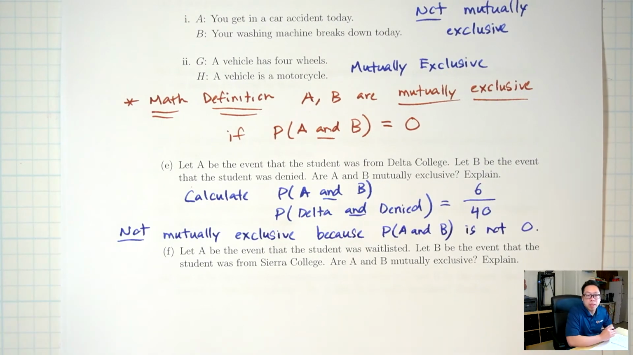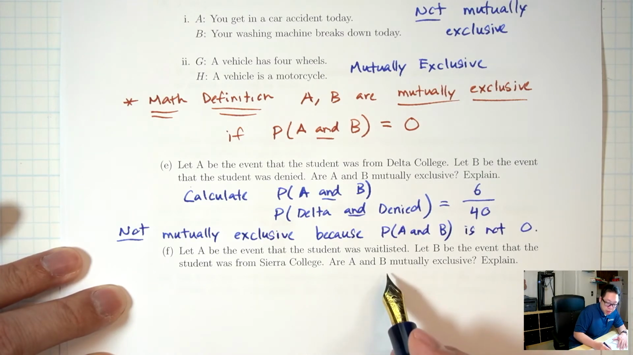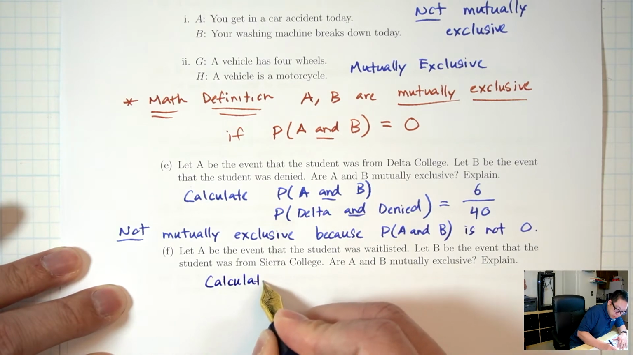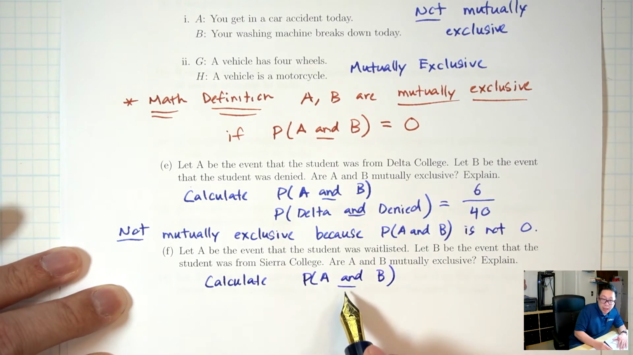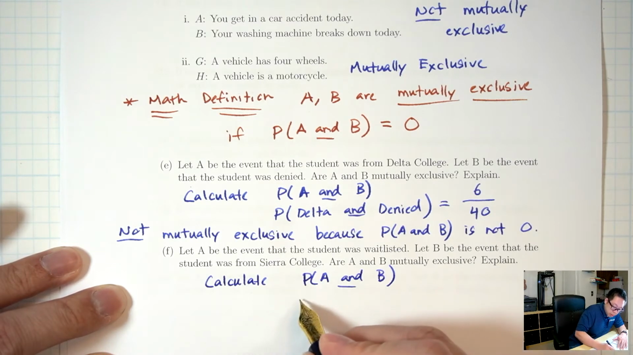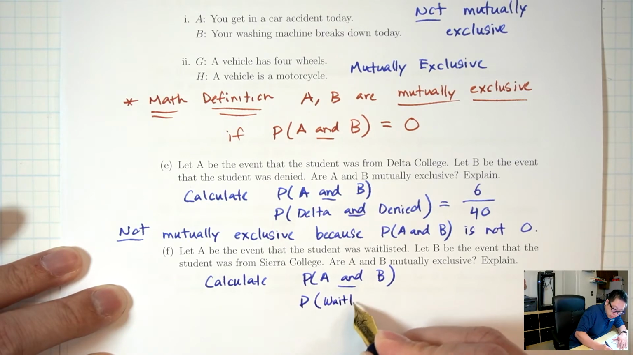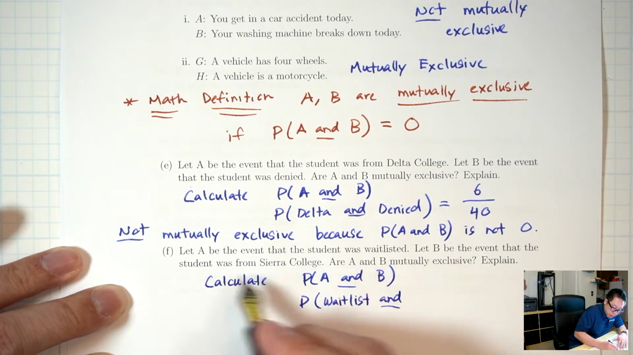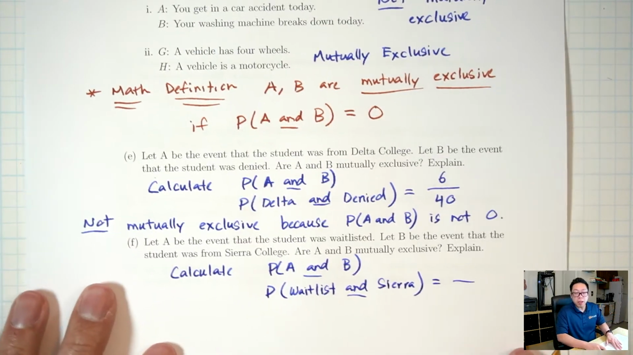Part F, let A be the event that the student was waitlisted. Let B be the event that the student was from Sierra. Are A and B mutually exclusive? Once again, anytime you see mutually exclusive, we're calculating P of A and B. It's always the and. In this case, A means something and B means something. A means waitlisted, and B means Sierra. And then we're just going to calculate this probability.